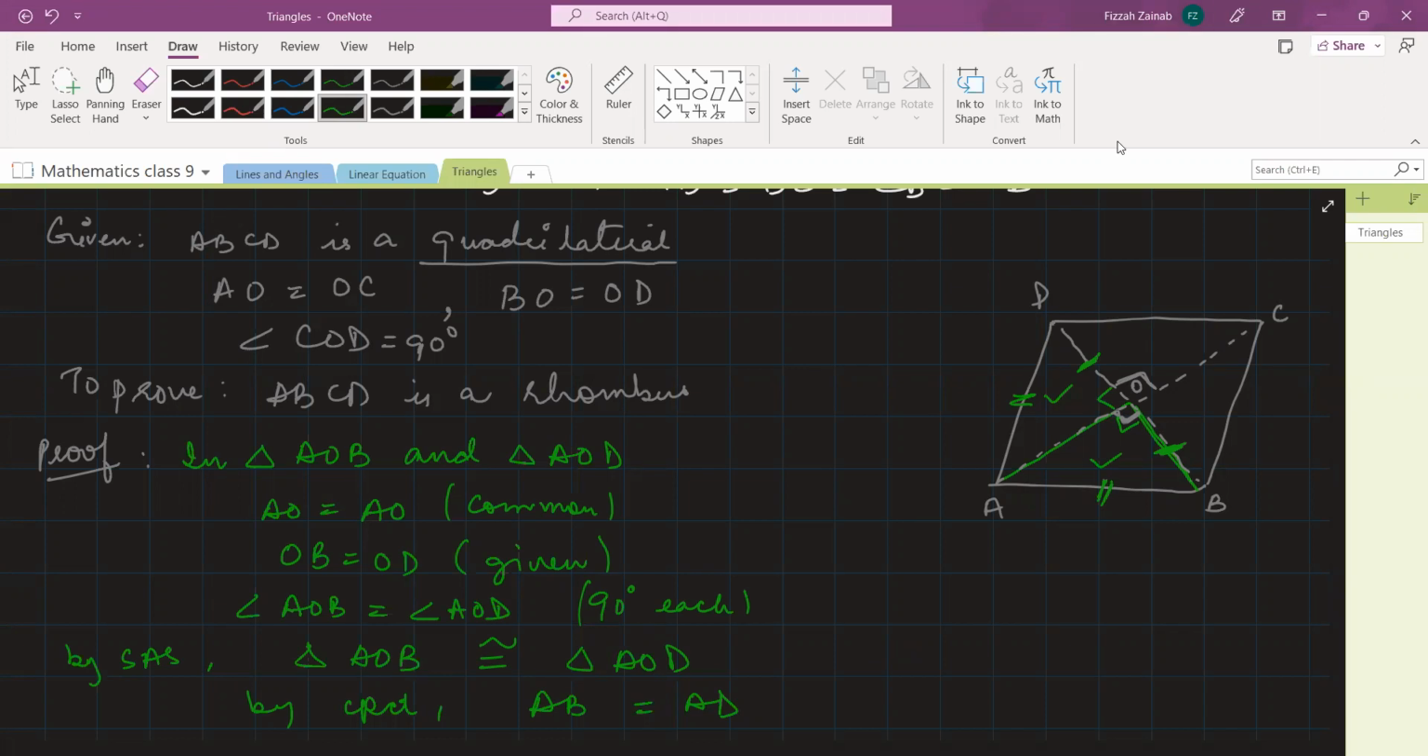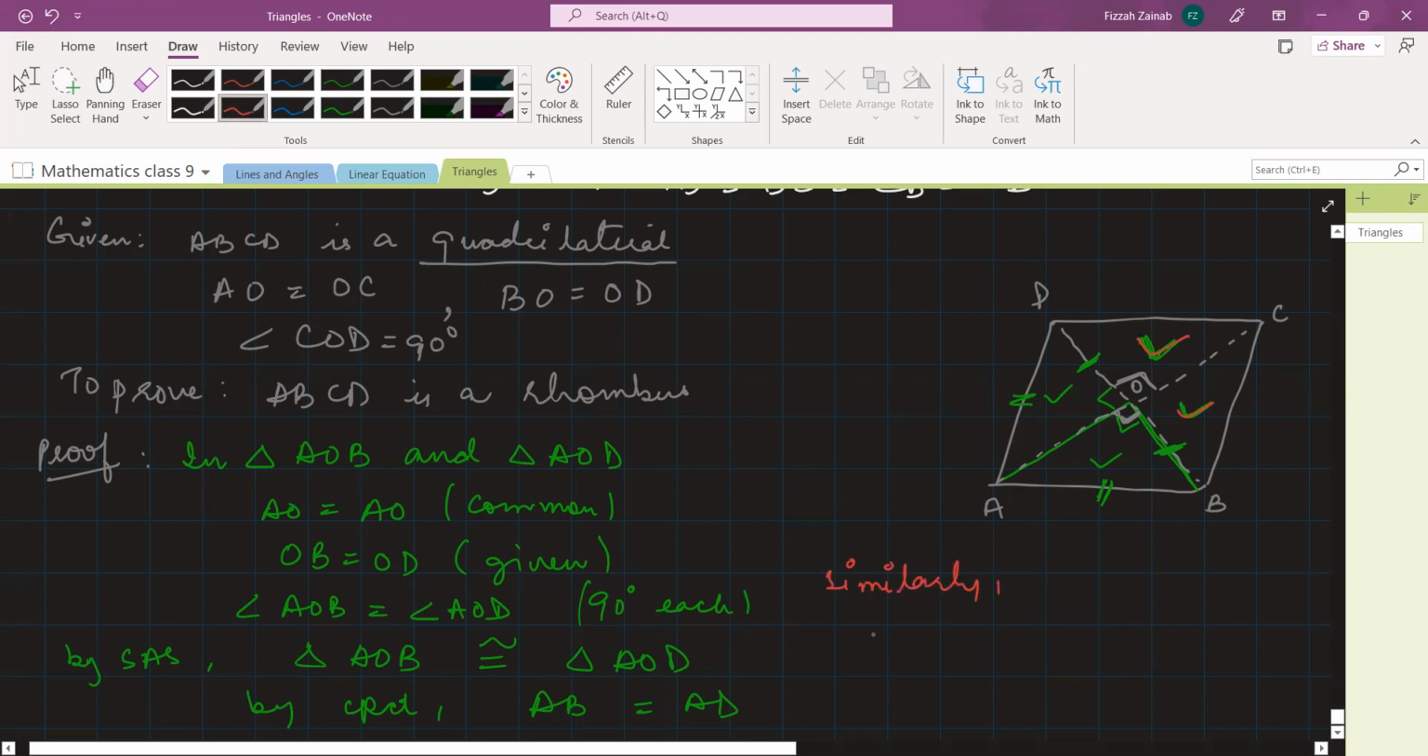Okay. Now see, I have taken these two triangles. Now, second time I can take these two triangles, right? So I'll not do the whole thing again. I can write similarly. So for this and this, similarly, I can say that side BC will be equal to CD. That's it, right?